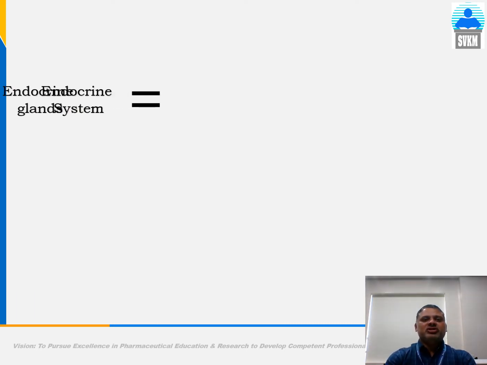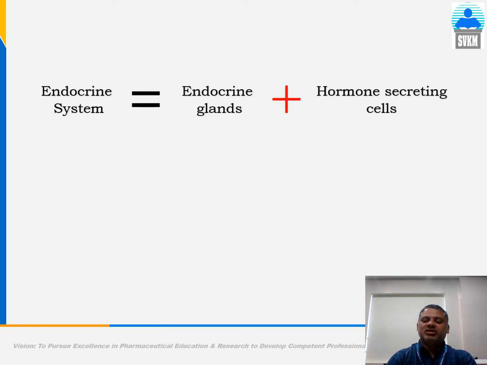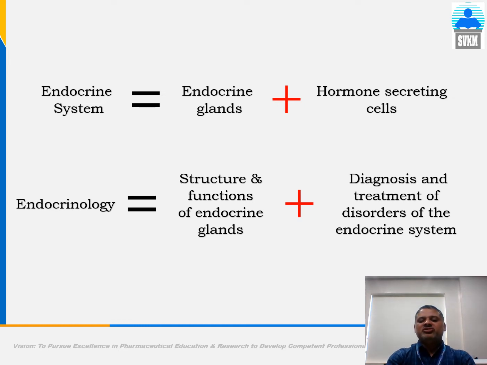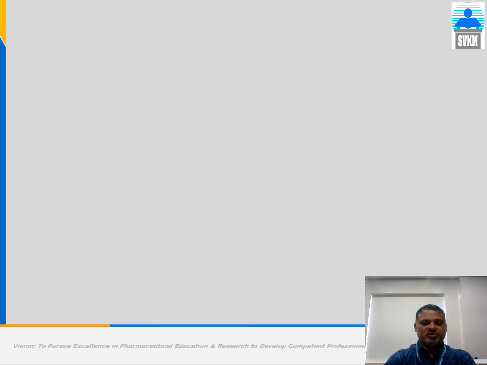Now the combination of the endocrine glands and the hormone-secreting cells is collectively called the endocrine system. And the branch of science which deals with the structure and functions of the endocrine glands, along with the diagnosis and treatment of the disorders associated with the endocrine system, is called endocrinology.